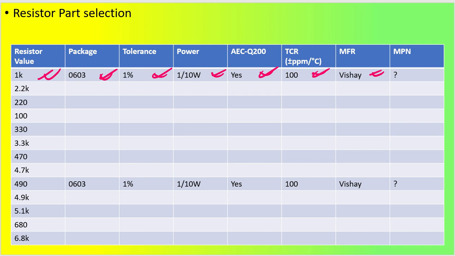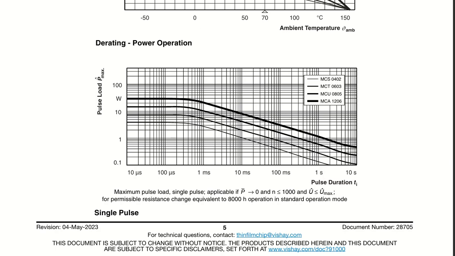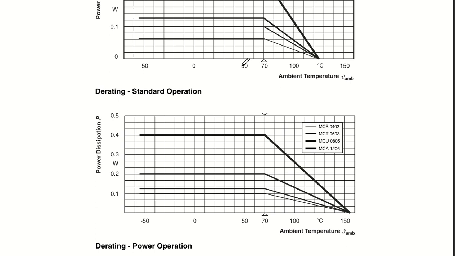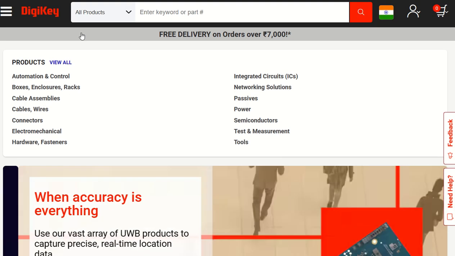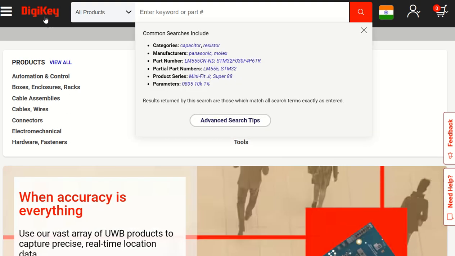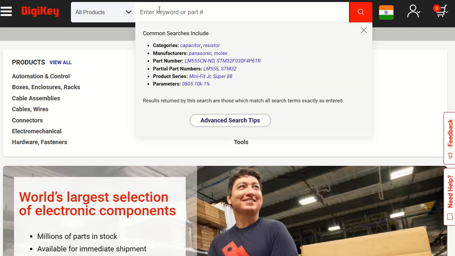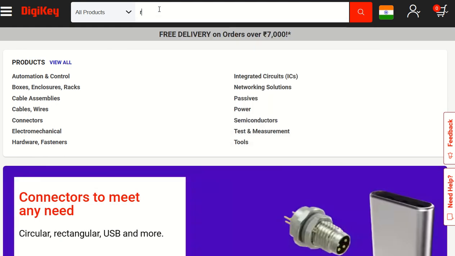So let us open one of the data sheets. We have already seen that. What we'll do is go ahead with one of the distributors. You can type digikey.in, and in digikey.in you will find this particular series. Once you find it, in the search box you don't have to do much work here, you just type down resistor.